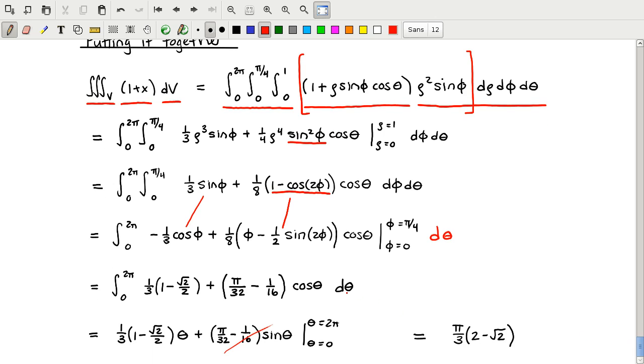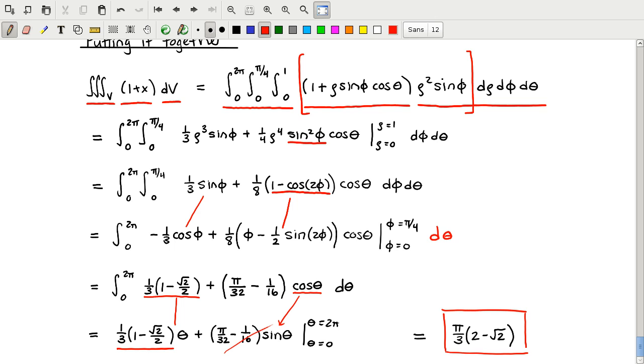Almost done, just have to integrate in theta. This is some constant. Integrating it gives us theta. Integral of cosine theta is sine theta. Sine of 0 is 0, sine of 2 pi is 0, so we get nothing from this term, and all we do is multiply this term by 2 pi. So we get an answer.